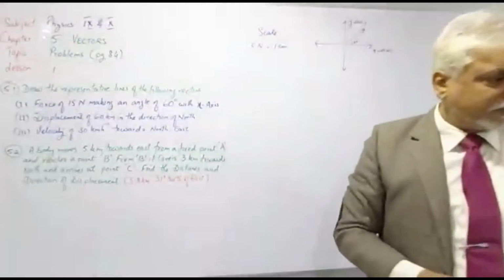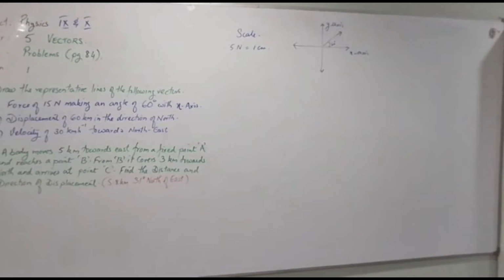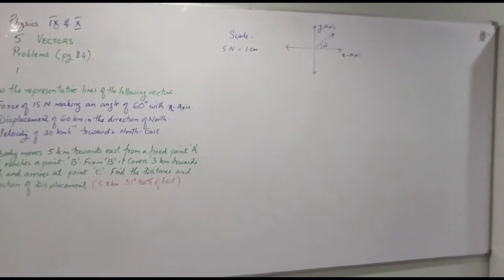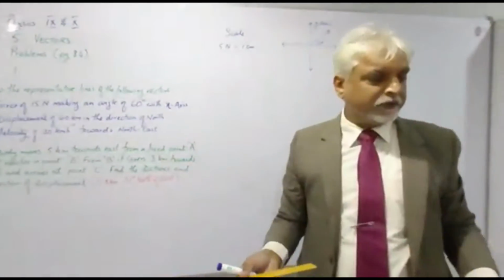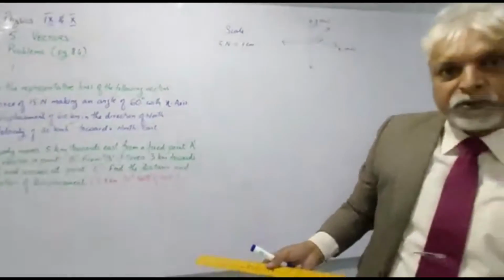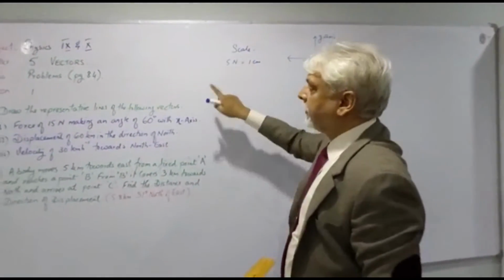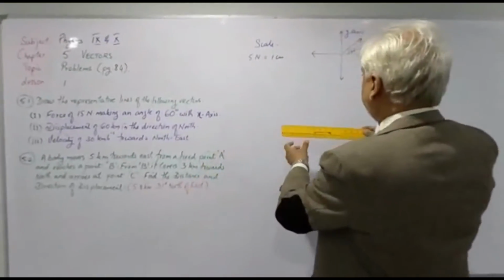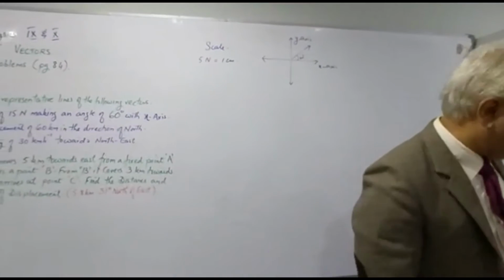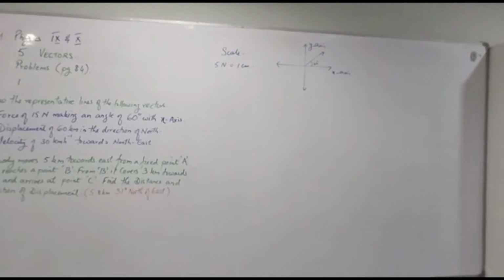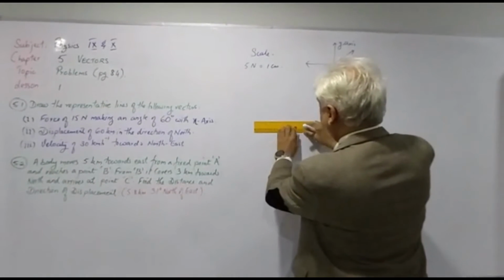So for this I just need a ruler and a protractor. Okay, I have a ruler and a protractor. I can draw the angle of 60 degrees with the compass also, but I'll use a protractor. Now, if I take 5 Newton as 1 centimeter, that means 15 Newton would be 3 centimeters. So I'll be drawing a line of 3 centimeters. So let's say this is 3 centimeters.